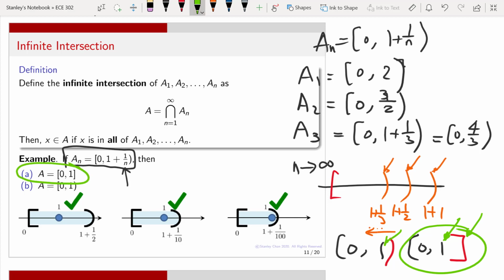Okay, so to recap, the difference between infinite intersection and the infinite union is whether your element, this x, has to be inside all these A1 through An, or it has to be in at least one of those.